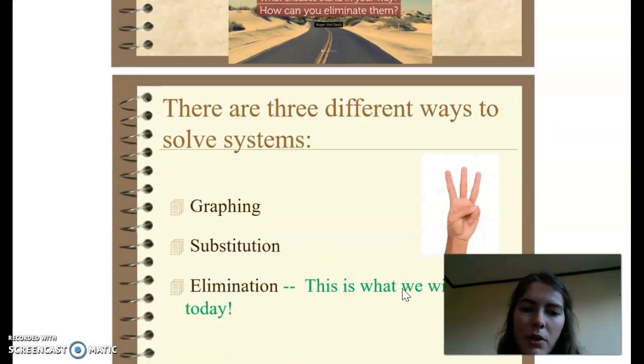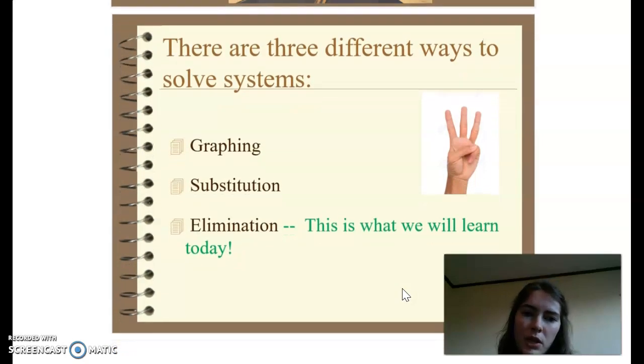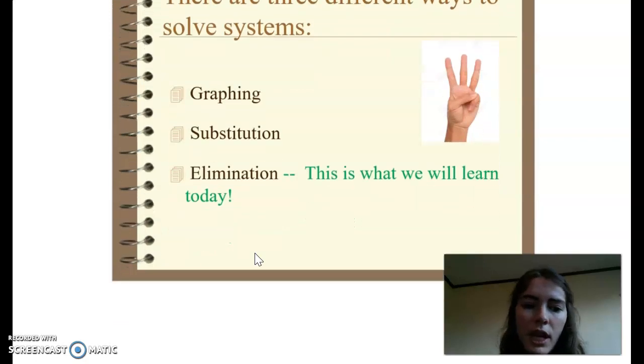So there are 3 ways to solve systems. We have been doing these. We've already done graphing. Okay, if you can graph them, you can see where the 2 lines cross, like we said, and that crossing point is your answer. There is also substitution, where you put something in place of something else. And then elimination, this is what we're going to learn today.